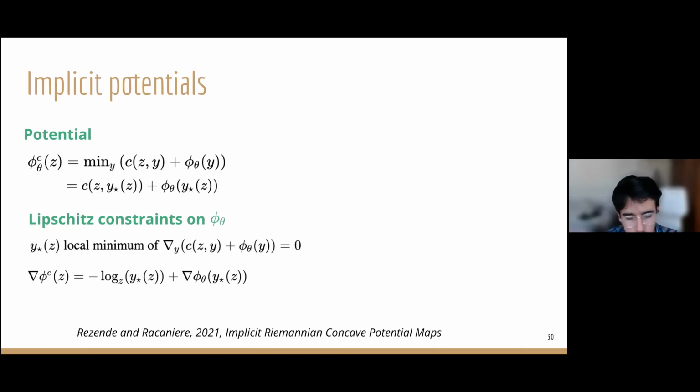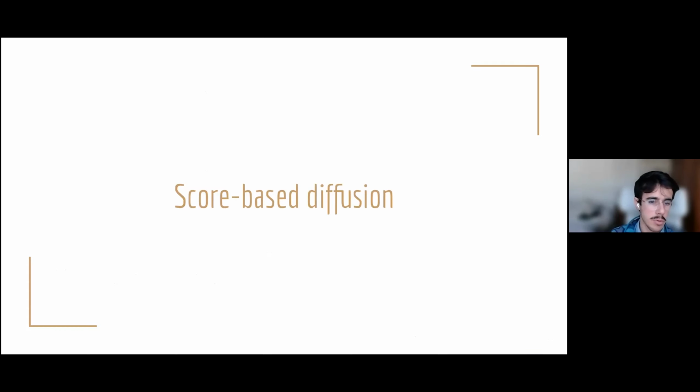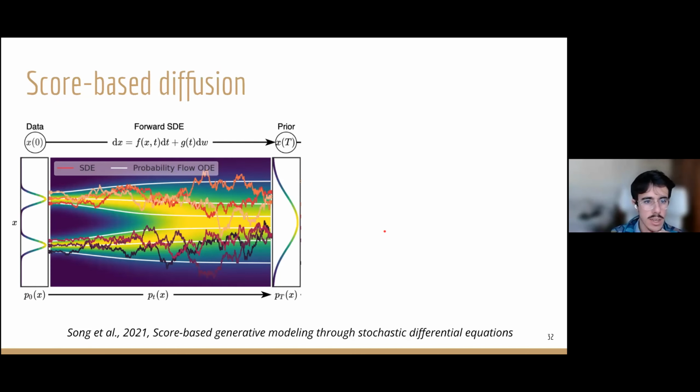Okay, maybe I went a bit fast, but we can come back later to things if people are interested in them. Another class of methods which are quite famous is score-based diffusion, denoising diffusion models. I think most people are familiar with that, but just in case.